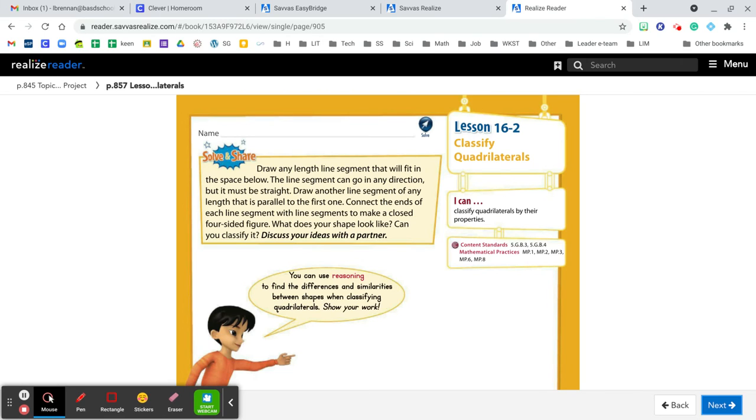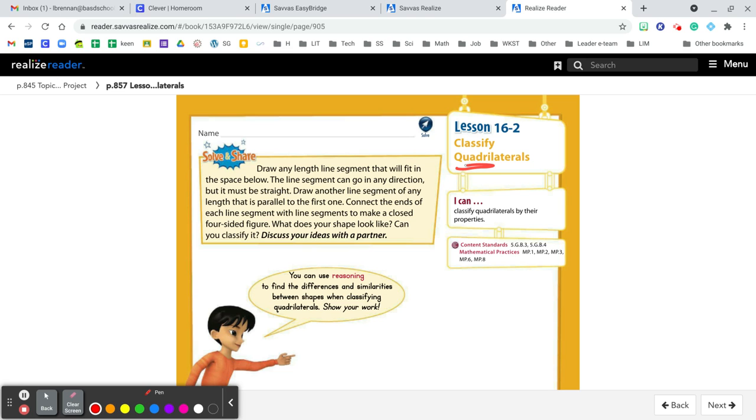Today we're doing lesson 16-2, classify quadrilaterals. And quadrilateral, that word, the prefix quad means four, so four-sided shapes. Draw any length line segment that will fit in the space below. The line segment can go in any direction, but it must be straight. Draw another line segment of any length that is parallel to the first one. Connect the ends of each line segment with line segments to make a closed four-sided figure.